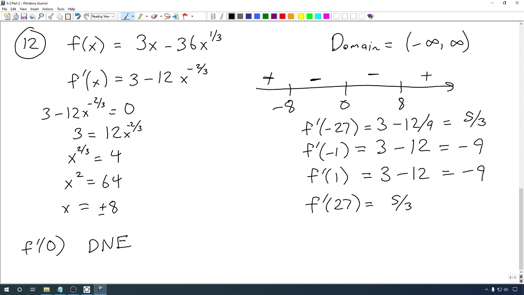So we have our number line. And we can see from this that our function was increasing and switched to decreasing at negative 8. So it has a relative maximum at negative 8. At 8, it went from decreasing, it was going down, and switched to increasing. So we bottomed out, we have a relative minimum.